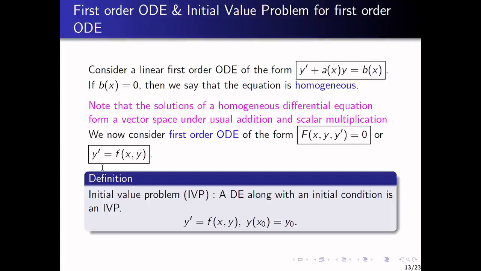We deal with what is called an initial value problem in ODE. So what is the initial value problem? A differential equation along with an initial condition is called an initial value problem, or IVP. Namely, we have the differential equation y dash is equal to f of x comma y, and the initial condition is y of x0 is equal to y0. We'll see examples of differential equations with initial conditions.